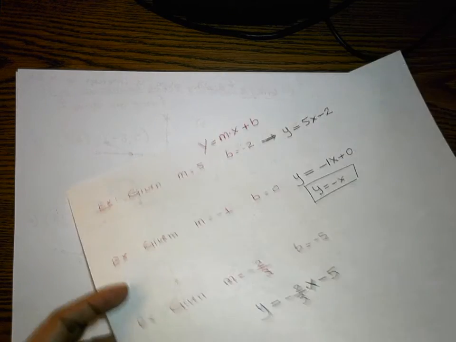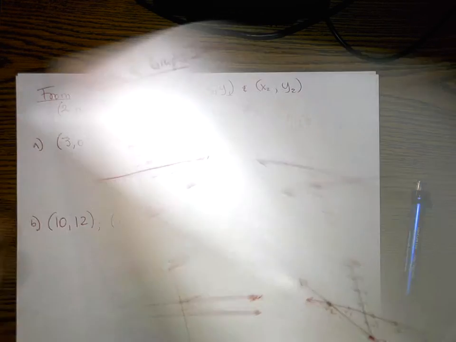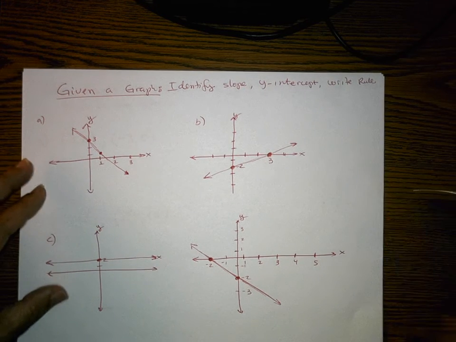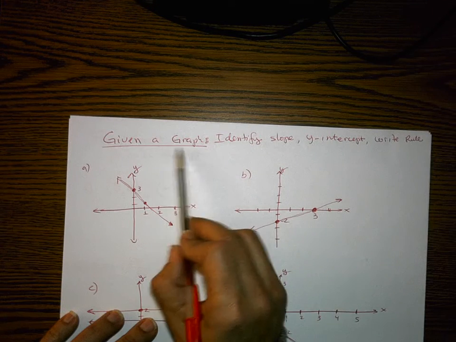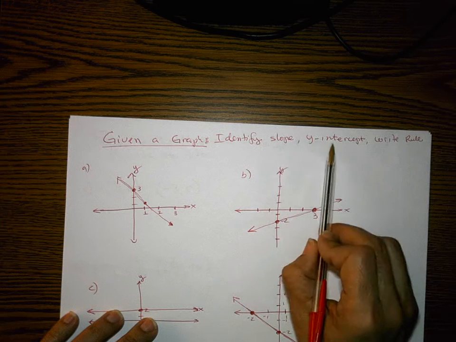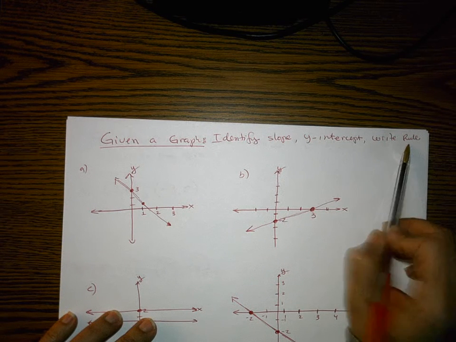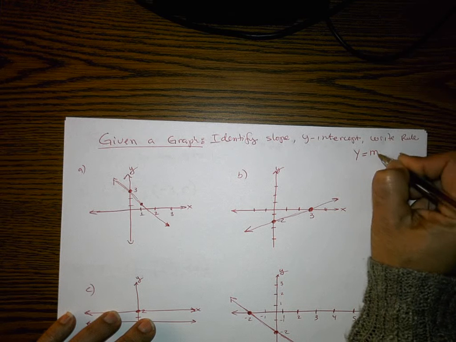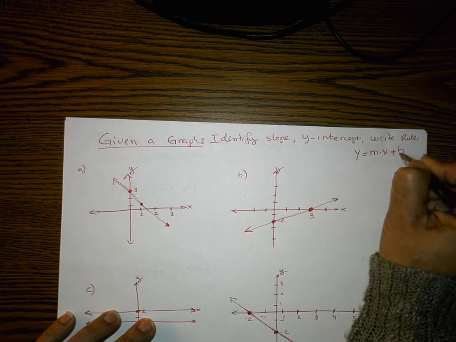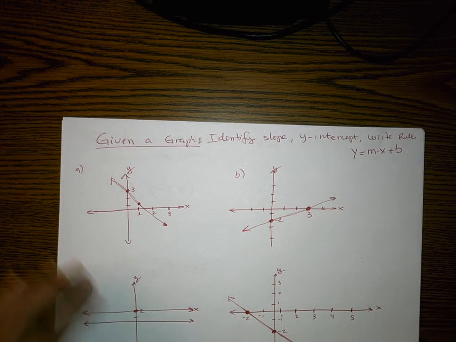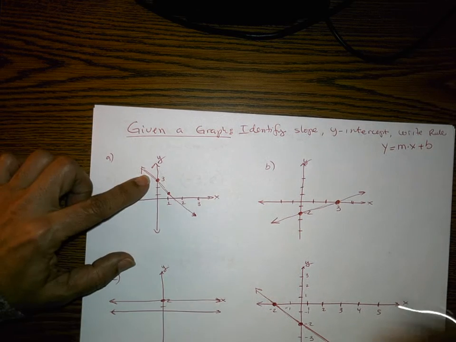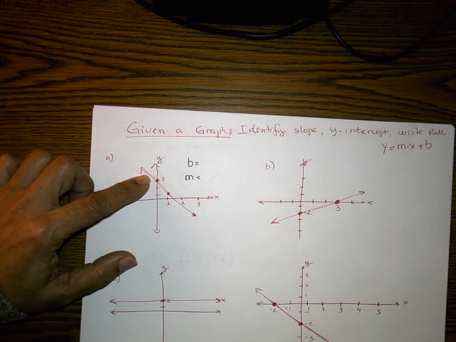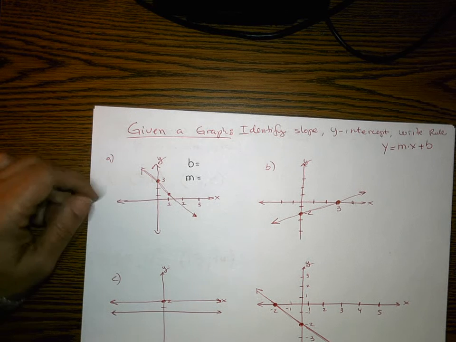Let's see, where do I have that? Right here. From the graphs to the equation. So given the graph, identify the slope, the y-intercept, and write the rule, write the equation. Remember, our goal is to write y equals m times x plus b. So the b is our y-intercept. So let's recognize what is b and what is the slope. Because once we have those two pieces of information, we can write the equation.